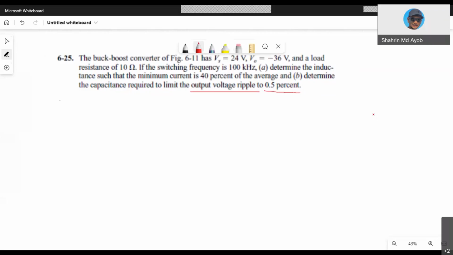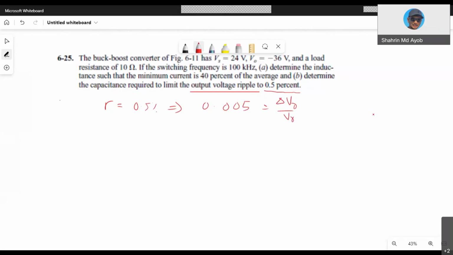So meaning that this one is actually the ripple factor. 0.5% meaning that this one is 0.005, which is actually delta V out over V out.